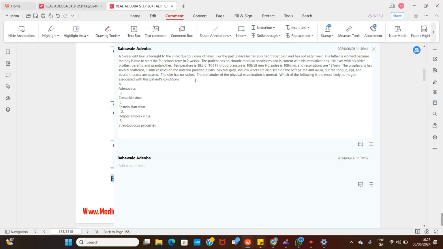The skin has no rashes. The remainder of the physical examination is normal. Which of the following is the most likely pathogen in this patient's condition? So if it doesn't affect the anterior aspect of the mouth, which is the tongue, the lips, and the buccal mucosa, I'm not going to be thinking about gingivostomatitis. So I have to think about an individual having fever, pharyngitis with posterior structure affectation at the soft palate and the uvula. I think about herpangina, which is going to be caused by Coxsackie virus.